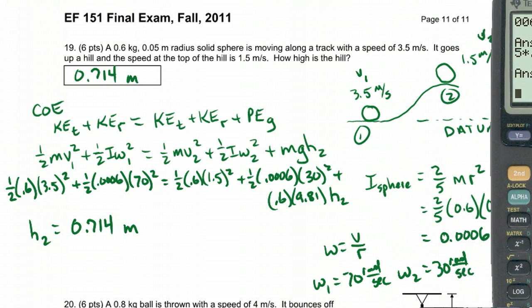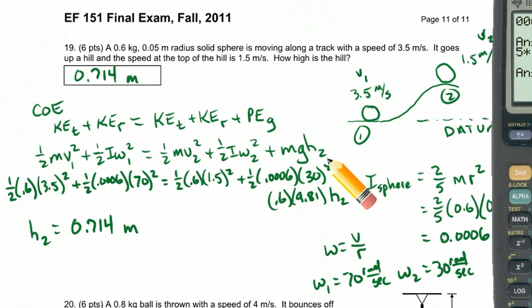Okay. If we were to work this out in symbolic terms, I believe the mass would cancel out, the radius would cancel out, and we didn't even need to know those values. But most of you will work it this way, and that's fine.